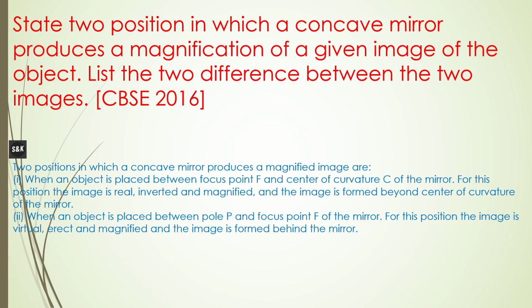Next, when an object is placed between the pole and the focus of the mirror, for this position the image is virtual, erect and magnified, and the image is formed behind the mirror.